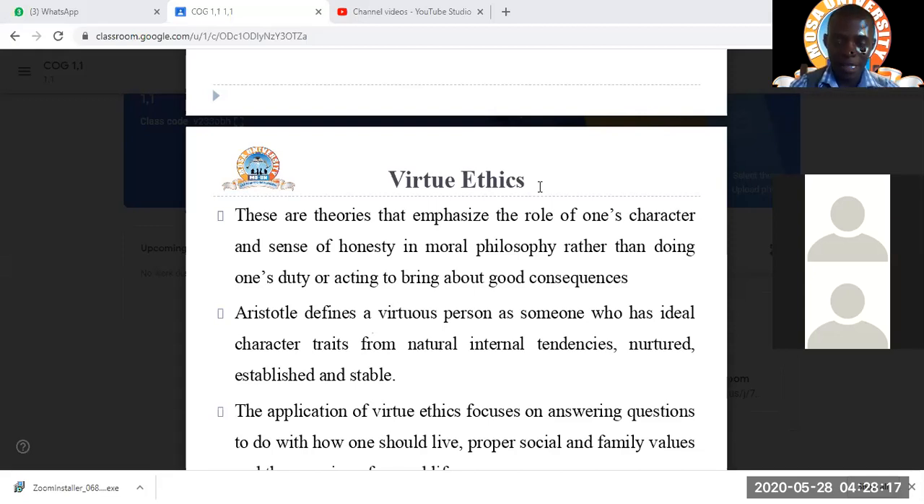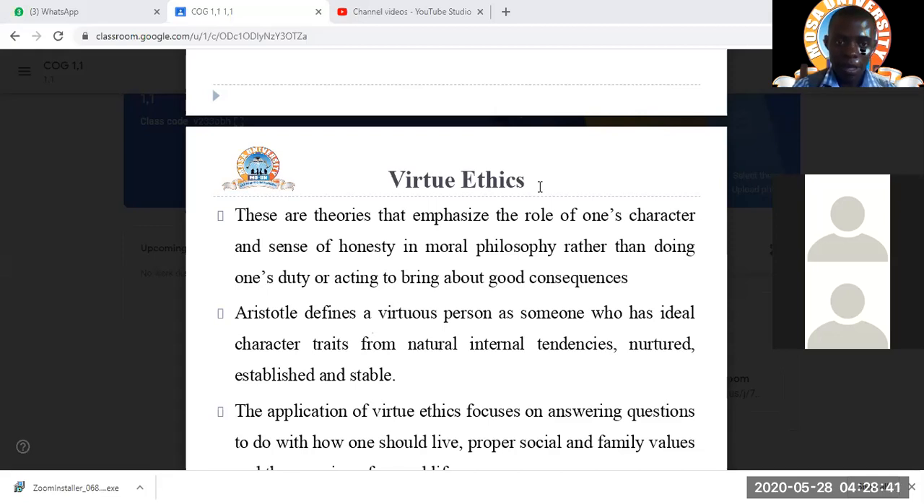But under virtue ethics, we are saying as a human being, you must make a decision depending on your character. It means that what you do explains your character. Who you are can influence the decisions that you make. So we're saying virtue ethics acknowledge how the character or honesty of a human being can affect or influence their decisions.